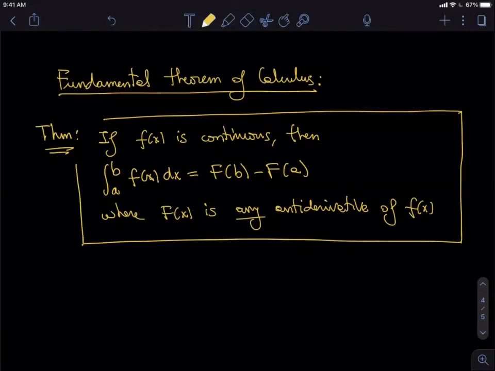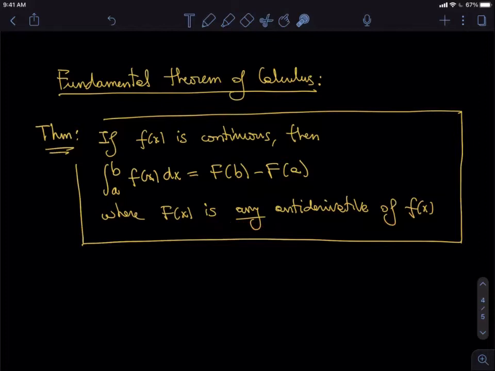In this video, we are going to discuss the fundamental theorem of calculus, which, you can guess, is important. This is the most important tool when we want to compute definite integrals. It says that if f of x is a continuous function, then we can compute the definite integral of f from a to b as the difference of capital F of b minus capital F of a, where capital F of x is any antiderivative of the original function lowercase f of x.